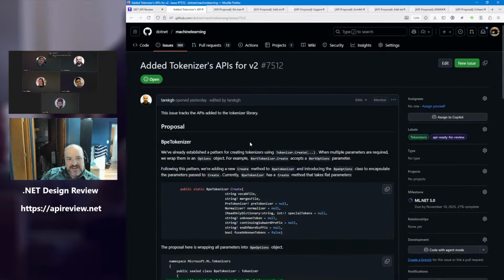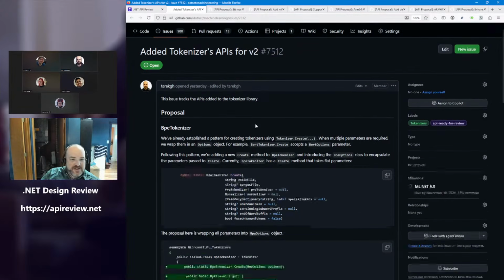first up, add tokenizer APIs for V2. This is .NET Machine Learning 7512. Tarek, sabah al-khair.